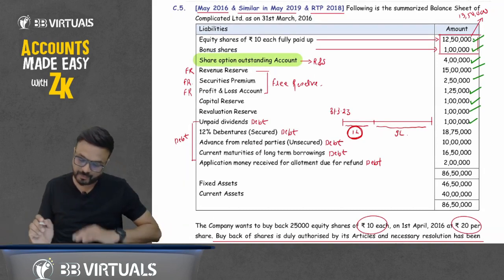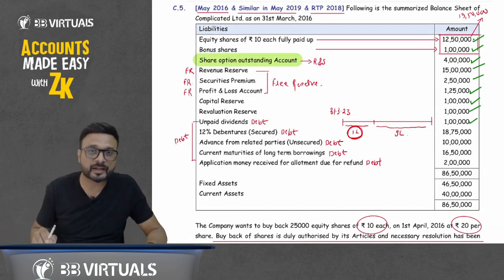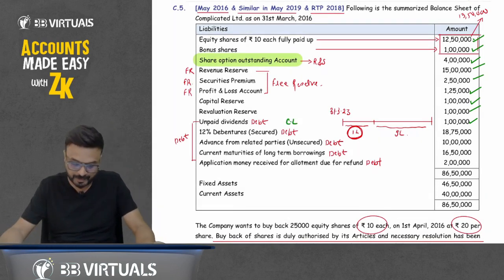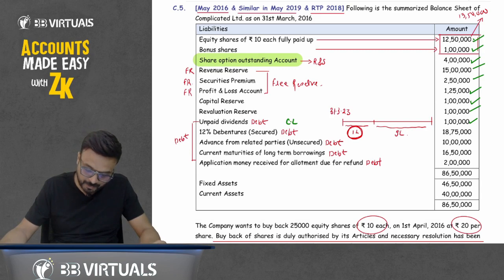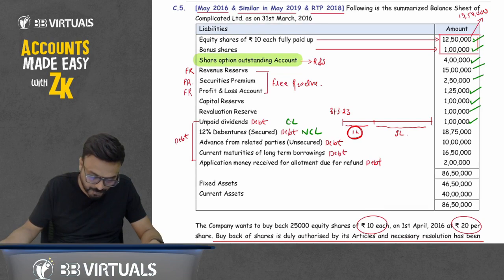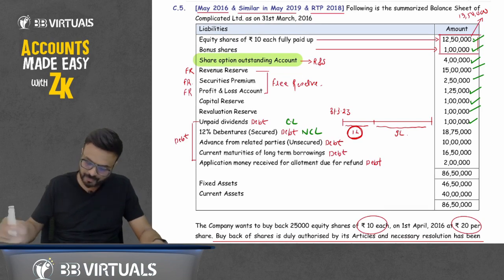Now in the balance sheet, next is unpaid dividend. Remember, unpaid dividend, we know that it's a debt, but it's a short-term debt. You can see it is a current liability. And debenture here, it's a long-term borrowing. Okay, it's a non-current liability. Then advances from a related party. Okay, write down one by one.